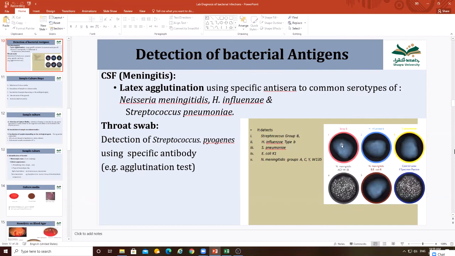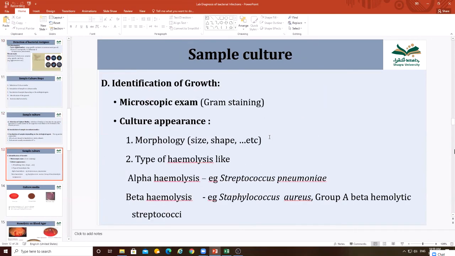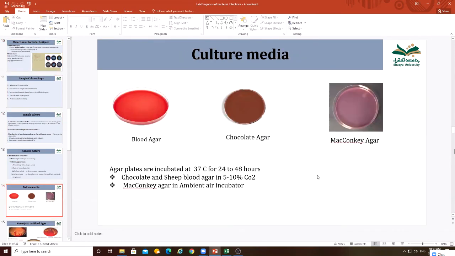So, doctor, that's all. I have a question about culture media. Yes, please. For example, if a person had an infection of Staphylococcus aureus, and I want to put this bacteria in a culture media, can I put it in different culture media or just one?